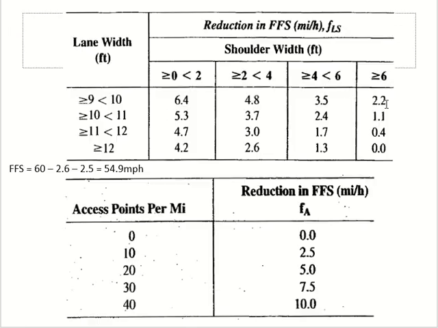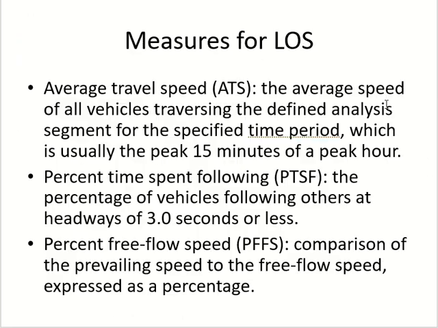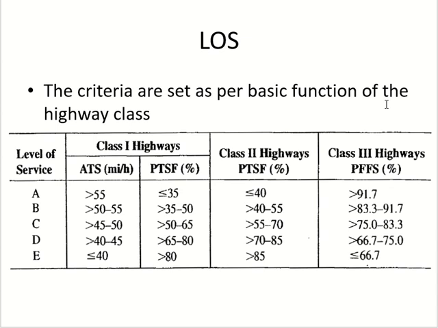Okay, now I can go to this table and find out the level of service. It is class 1, I need both these values. If you look at ATS, it is 45 point something. So which level of service do I have? 45 is here, right? Above 45 is here. So I have C, okay? And then for PTSF, I have 70 point something. So I'm here. Which level of service is this? D. So what do I do? Take an average, right? C.5.